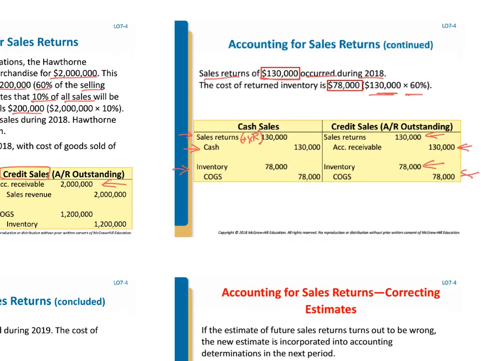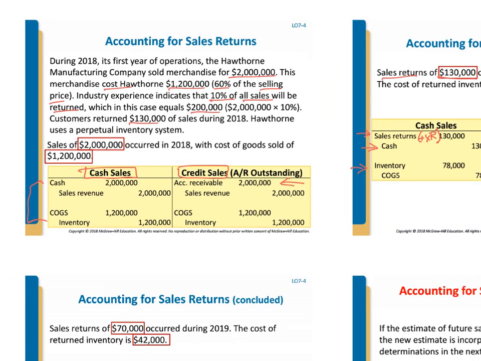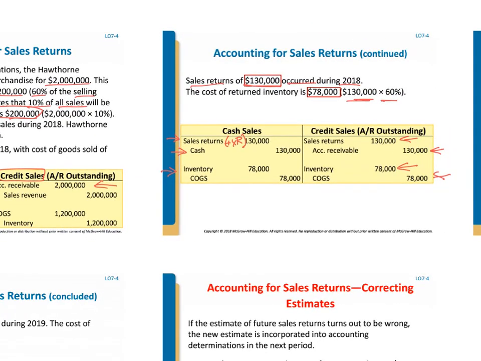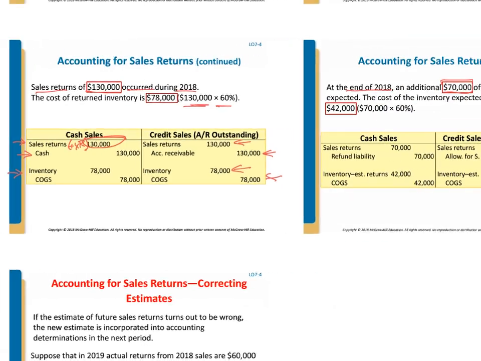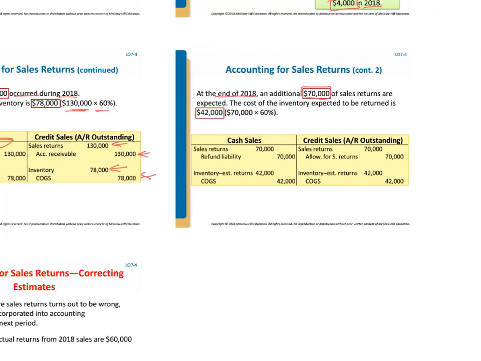Because remember, over here we said we estimate that it's going to be $200,000 in returns. And so we've already accounted for the $130,000 in returns. So that's where we get the $70,000 in additional returns that ultimately we're truing up the financial statements to represent. They're ultimately representing our estimate, not the actual occurrences.